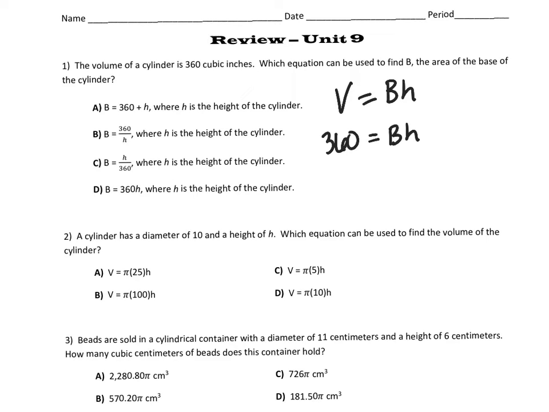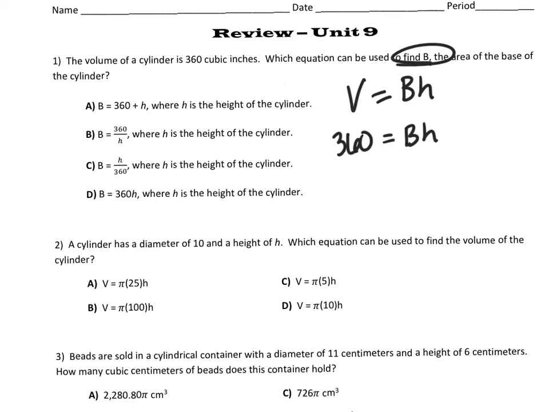But what does it want us to find? It says it wants us to find B. So we need to isolate B is what we're doing. Anytime we isolate something, we're going to solve for that letter. So we're going to isolate B.